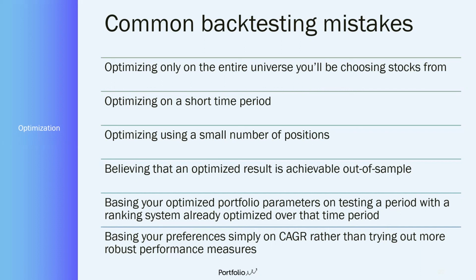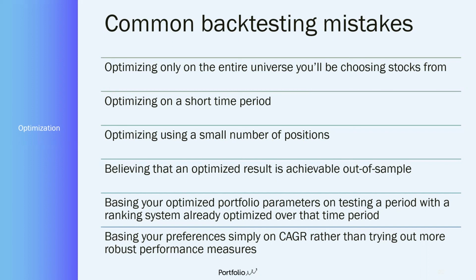Optimizing on a short time period. Like I said, 5 years is not a good time period to optimize on. Optimizing using a small number of positions. Like I said, again, I would optimize using 2 to 5 times the number of positions that you actually expect to hold. When you're bootstrapping, you can just use a small number of positions because you're optimizing on 5 different universes. So essentially, you're optimizing on 5 times the number of positions.